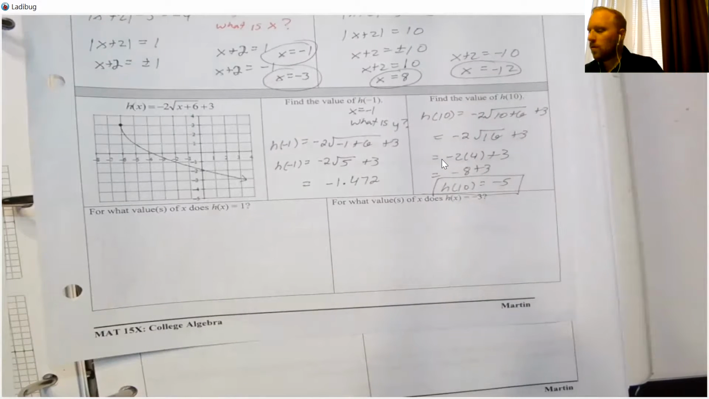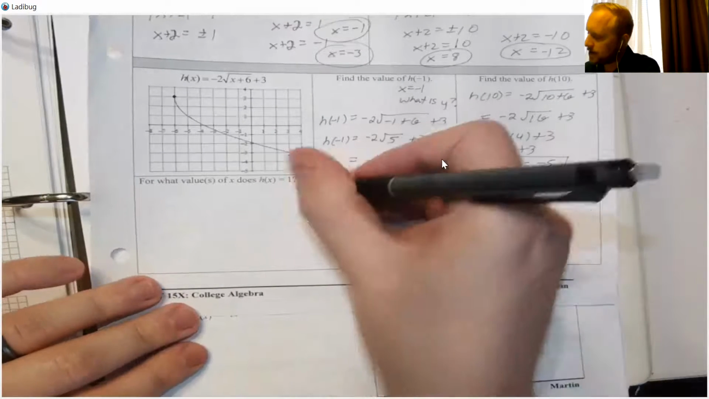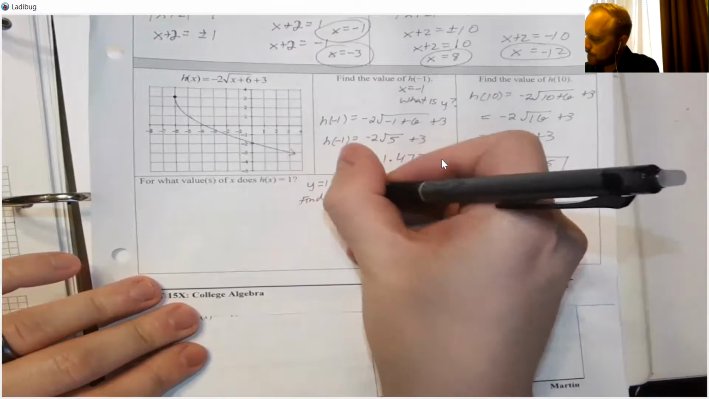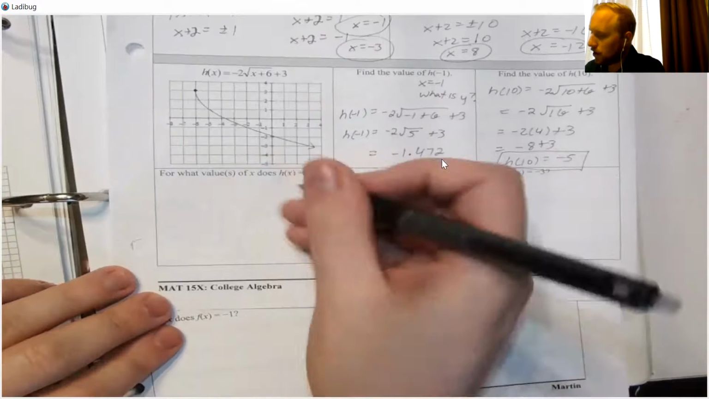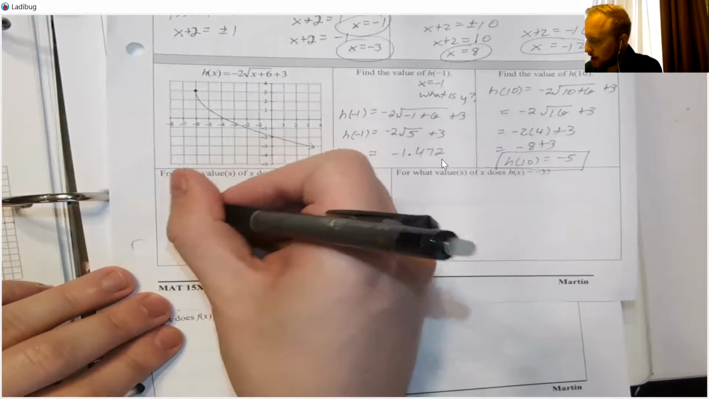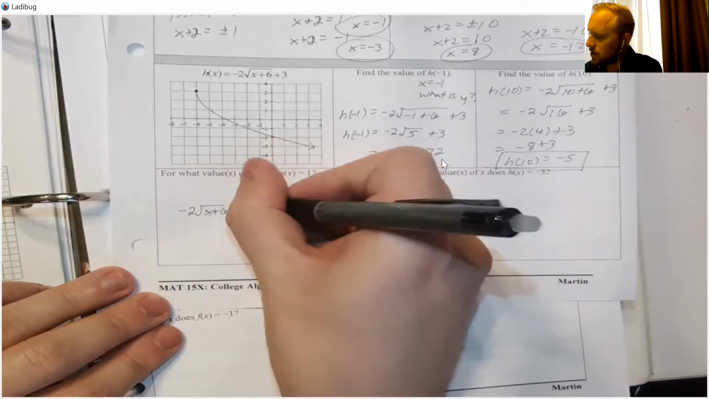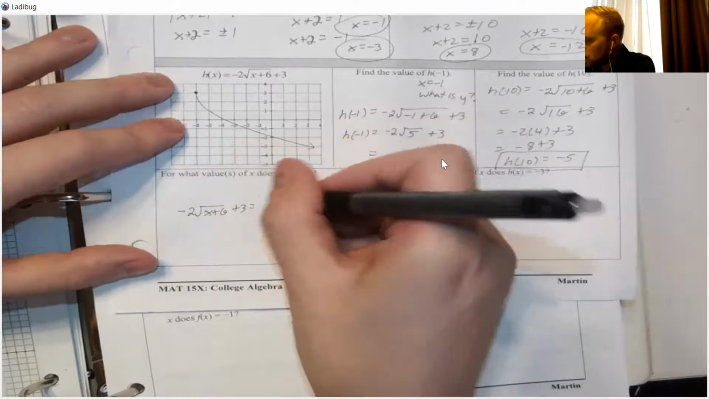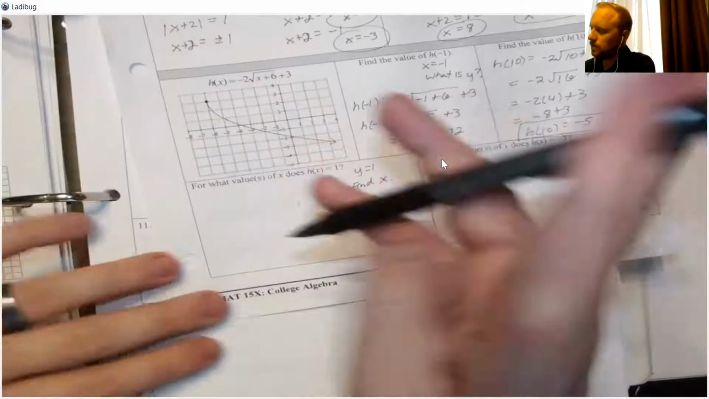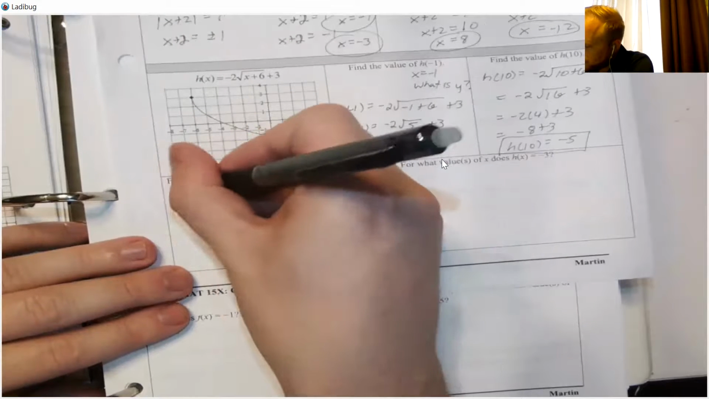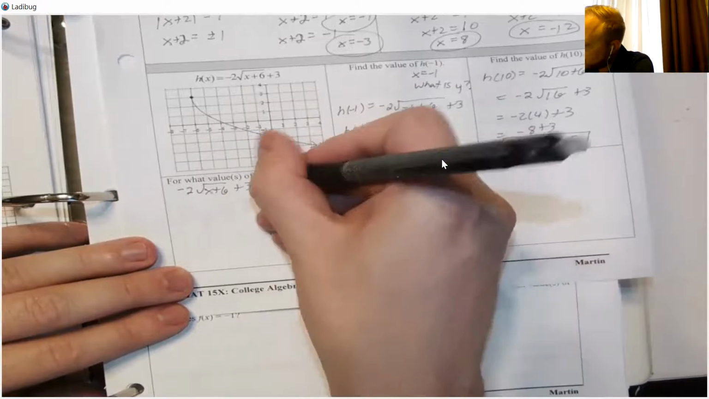Okay, now this time they tell us what y is. Y is 1. We have to find x. Okay, so we're going to plug a 1 in for h of x. So we have negative 2 square root of x plus 6 plus 3 is equal to 1. Okay, I'm going to bring this up so we have some more space. So negative 2 square root of x plus 6 plus 3 equals 1.